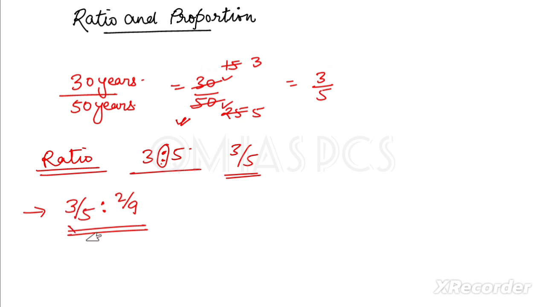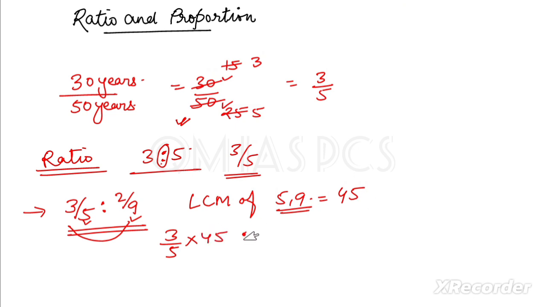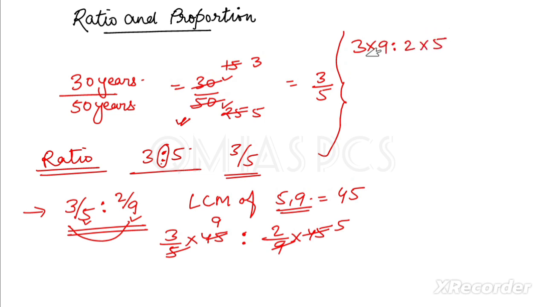So how to do this? There are two methods. One method is to find the LCM of 5 and 9. So it will be 45, right? So you can write 3 by 5 multiplied by this LCM, 45, and here is 2 by 9 multiplied by 45. So here this is 9, and this will be 5. Now you can simply multiply. So here is 3 multiplied by 9 is to 2 multiplied by 5. There is no common factor right now. So it will be 27 is to 10.